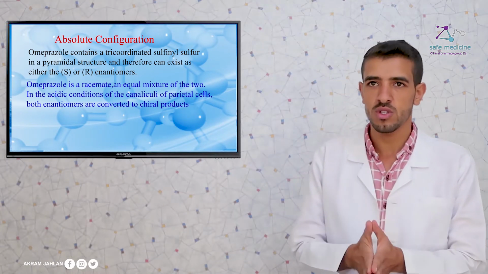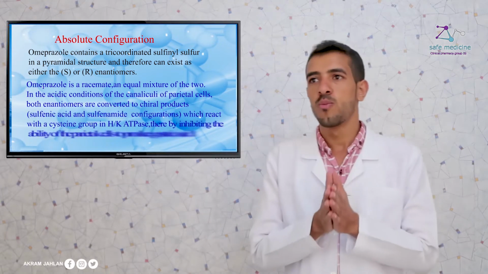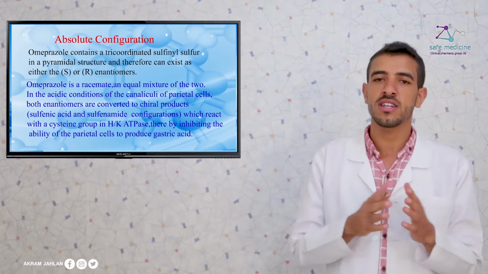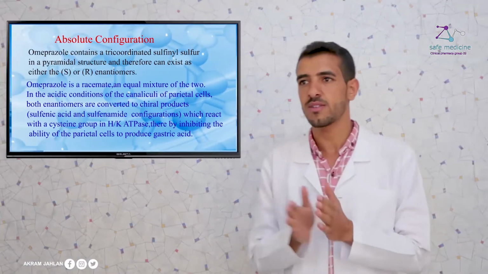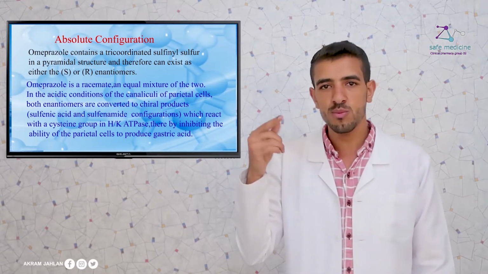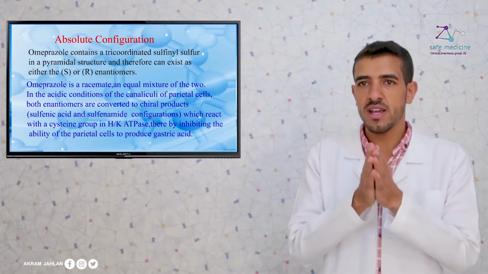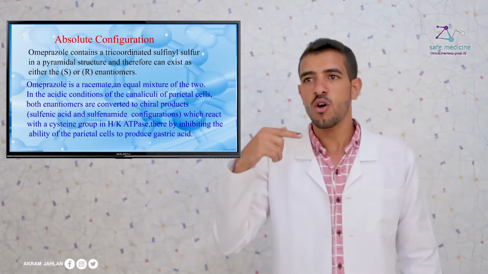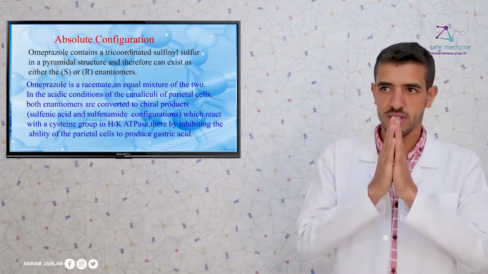In the acidic condition of the canaliculus of parietal cells, both enantiomers are converted to a chiral product, sulfonic acid and sulfonamide configuration, which reacts with cysteine groups in the hydrogen potassium ATPase, thereby inhibiting the ability of parietal cells to produce stomach acid.